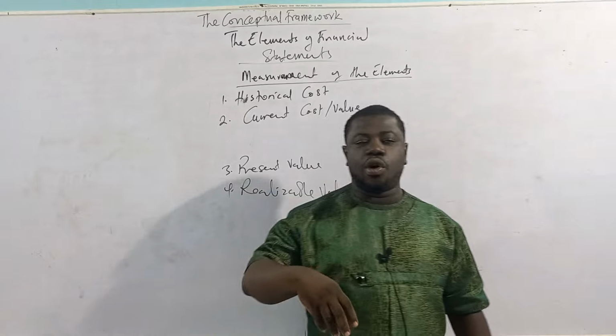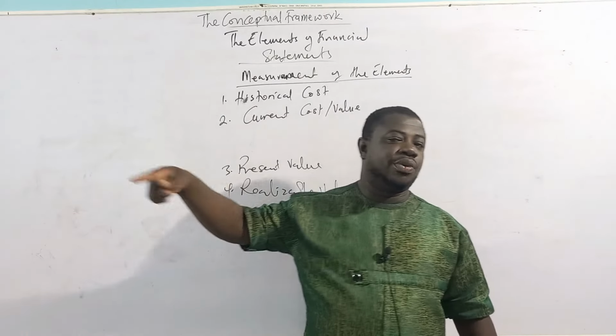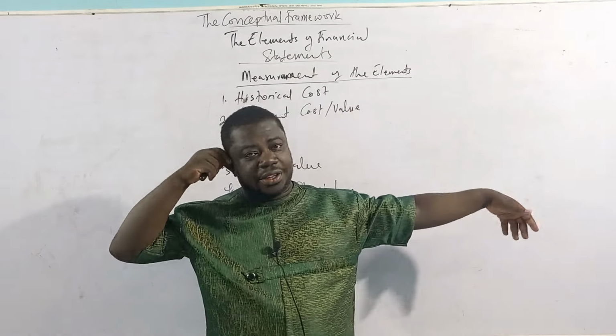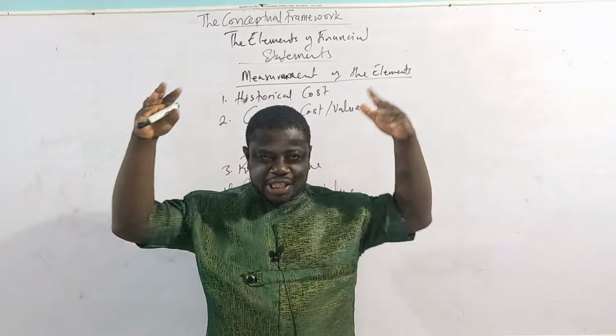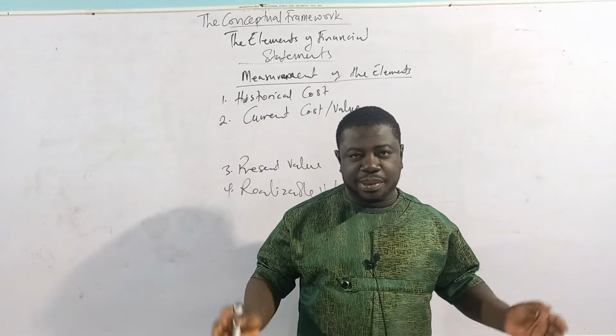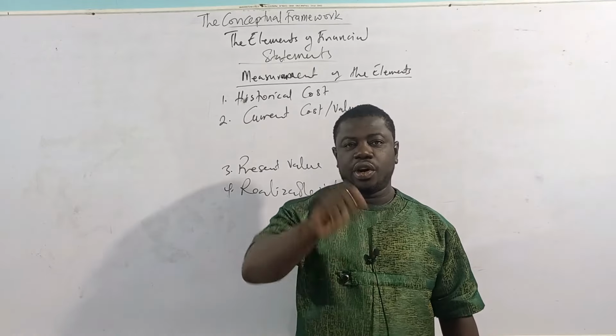asset is being measured on the financial statement using the amount that it was bought for. So historical cost is basically how much did you buy it for? Just use that, regardless of whether there has been a change in the value of the asset on the market or not. Just put the amount you bought it for on the financial statement.